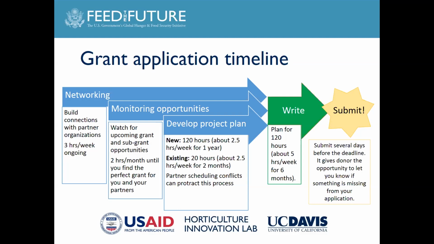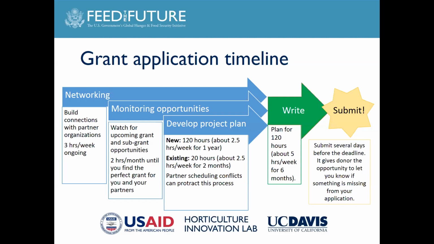This is where it starts to get intense. If you're working on a new project, you can plan to put about 120 hours on this. If you already have a project happening, you might plan to spend about 20 hours on it. Now, why do you need to spend time on a project plan if you already have a project happening? More than likely, you haven't written down every detail of this project in such a way that you can clearly explain it to someone else in a grant application.